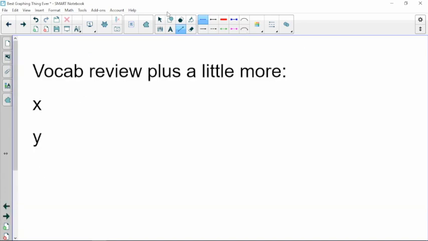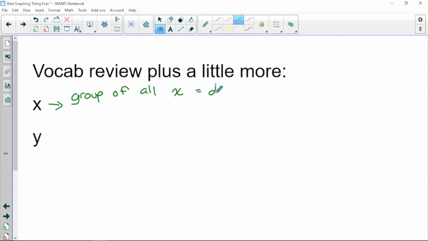So, one last little bit of vocab. When we talk about x, the group of all x is the domain. If I ask if something's in the domain, I'm asking is it one of the x values. The group of all y is the range. So if I ask if something's in the range, I'm asking is it a y value of that function.